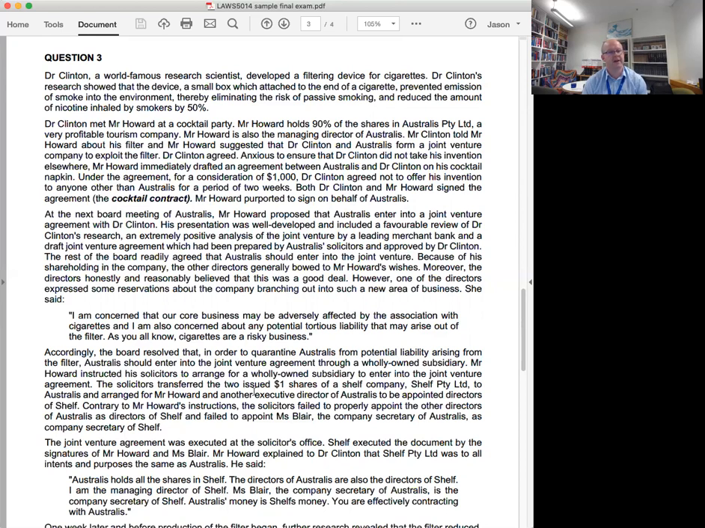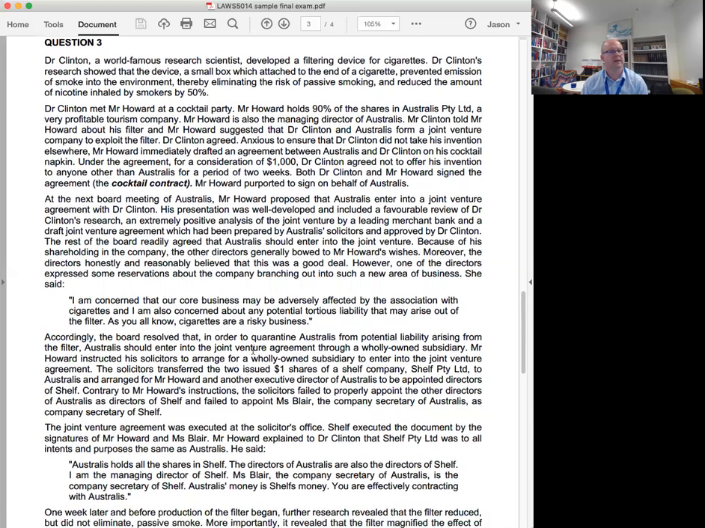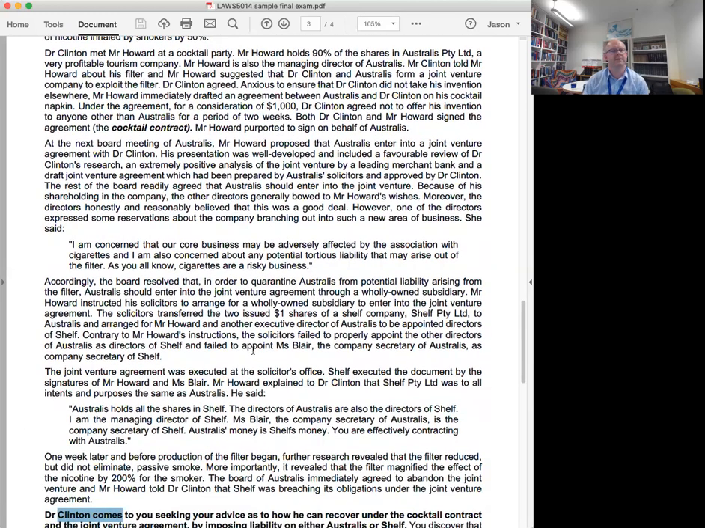They both sign. Howard, who's the managing director, signs on behalf of Australis. So if you see for and on behalf of, it means they're signing as an agent. They're not signing as the company itself. So don't get into issues about section 127. This is about 126. A company can act through an agent and whether or not Howard had authority to do so. All right, then the next board meeting, Howard proposes to enter into a joint venture.